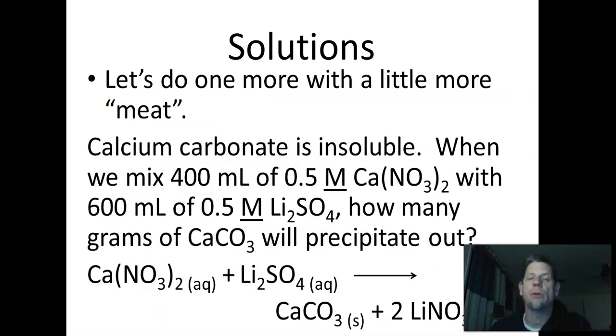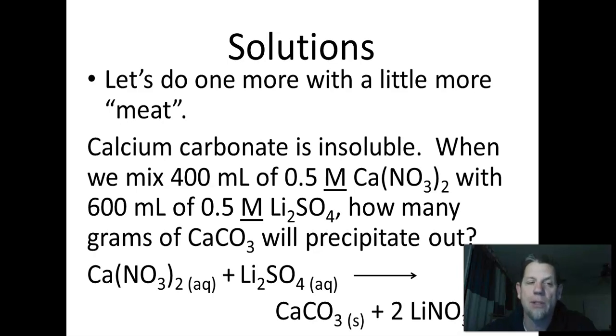So let's do one more with a little more meat. This one's got just different numbers. It's still not hard yet. It's just knowing how to do them. So calcium carbonate is an insoluble substance. It's also known as chalk. When we mix 400 milliliters of 0.5 molar calcium nitrate with 600 milliliters of 0.5 molar lithium sulfate, how many grams of calcium carbonate will be precipitated?